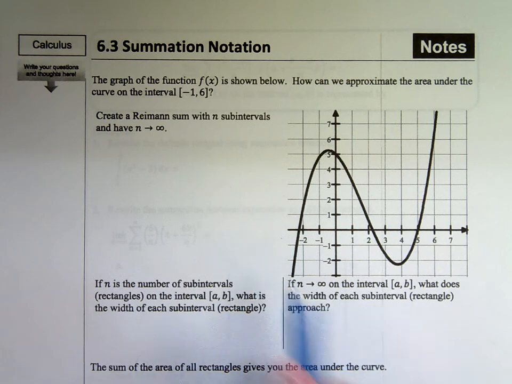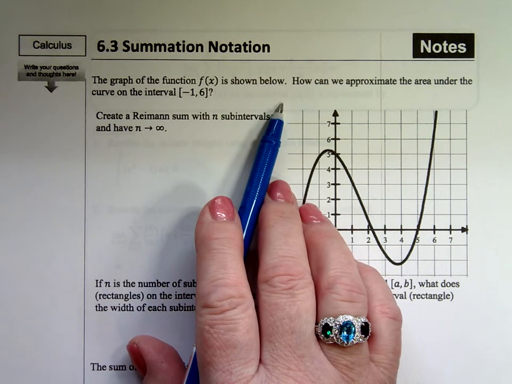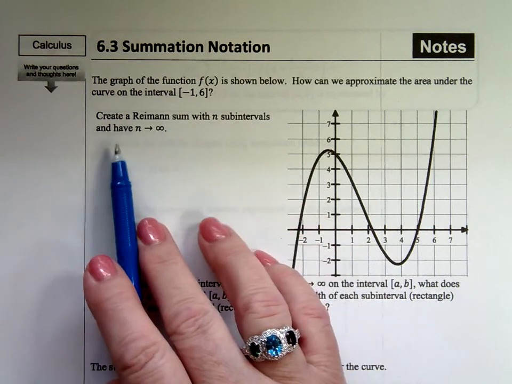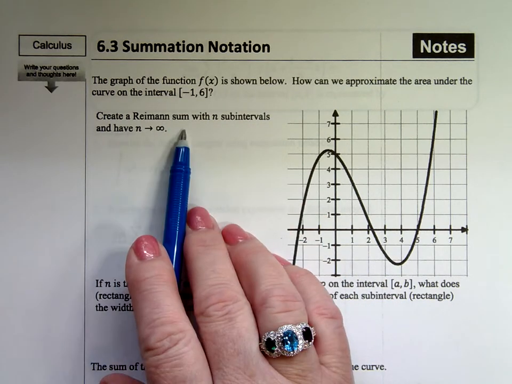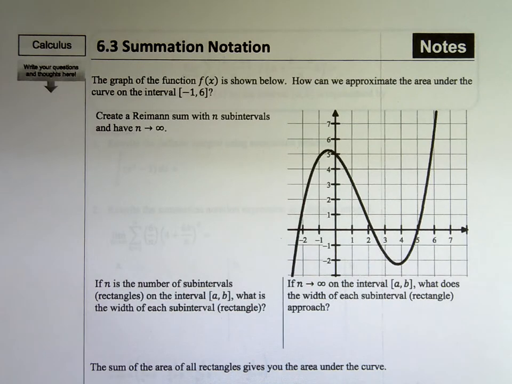But here's the story. The graph of the function f of x is shown below. How can we approximate the area under the curve in the interval from -1 to 6? Create a Riemann sum with n sub-intervals and have n go to infinity. What the heck are they talking about there?